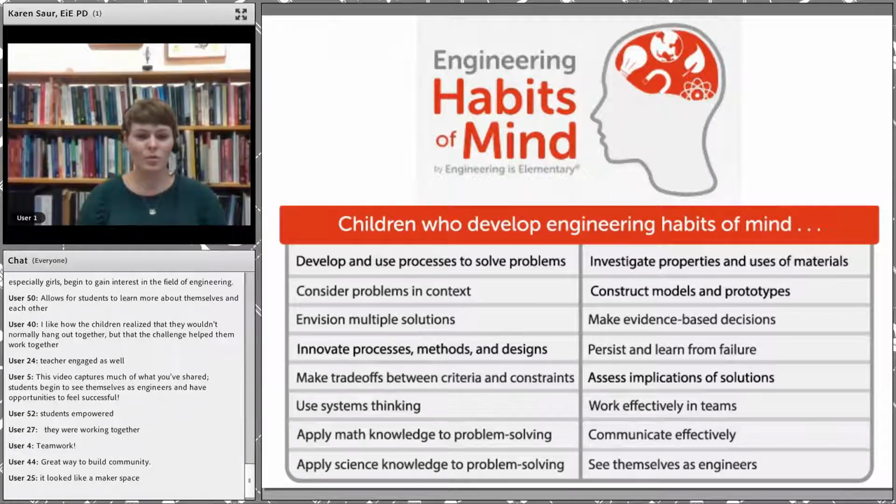You might decide that you want to select a couple of these habits of mind to focus in on during your engineering experiences, that you want to make sure your students understand that multiple solutions is okay. There's no right answer for their engineering challenge. So this is a great way to help you think about the classroom as well.